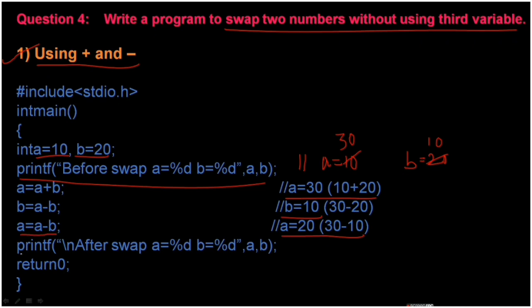After this we will print the A and B values after swap. So now the A value is 20 and B value is 10. This is 30 minus 10, we need to store it here also. So A value is 20 and B value is 10. Initially A value is 10 and B value is 20. Now A value is 20 and B value is 10. So the two numbers are swapped without using a third variable.